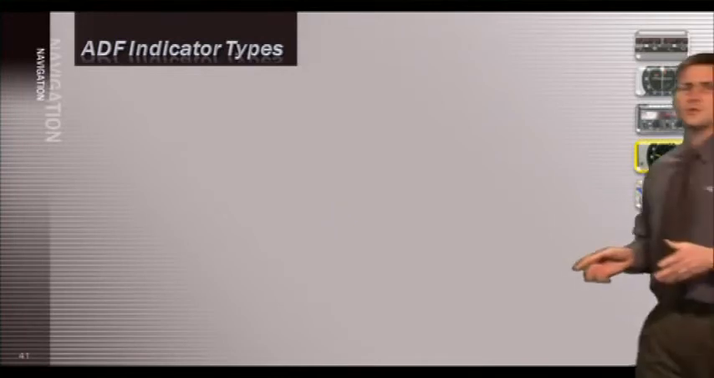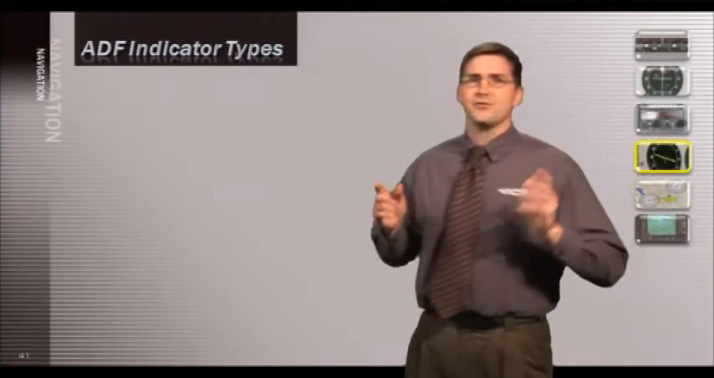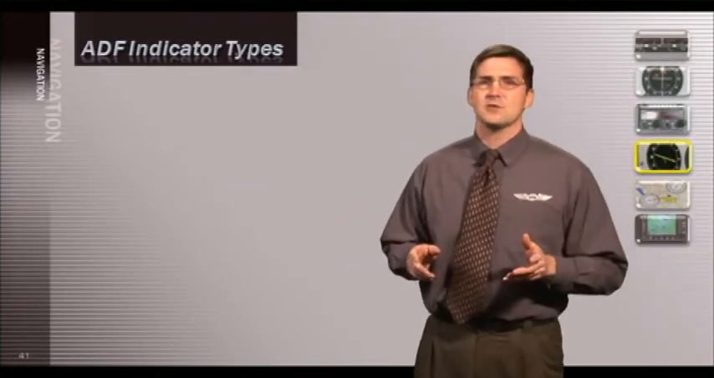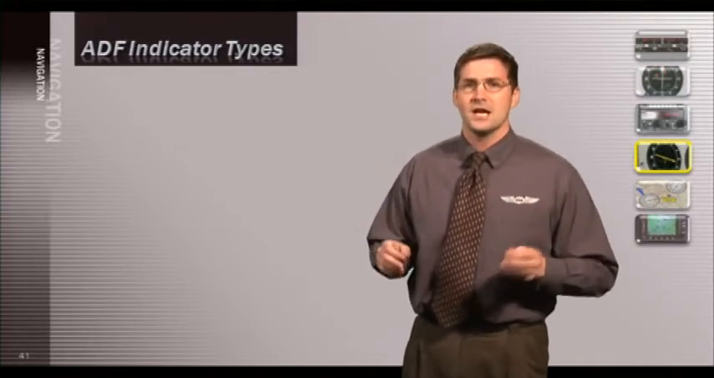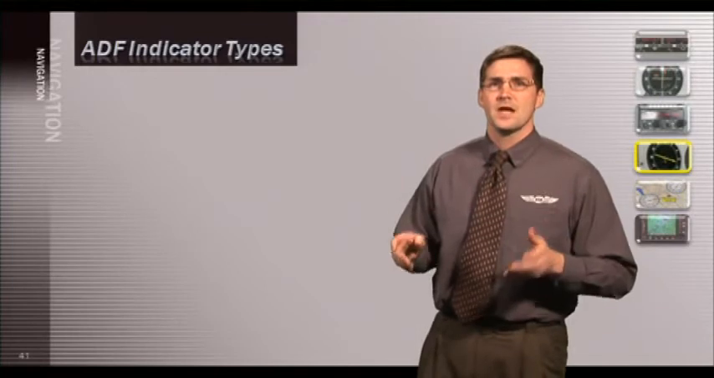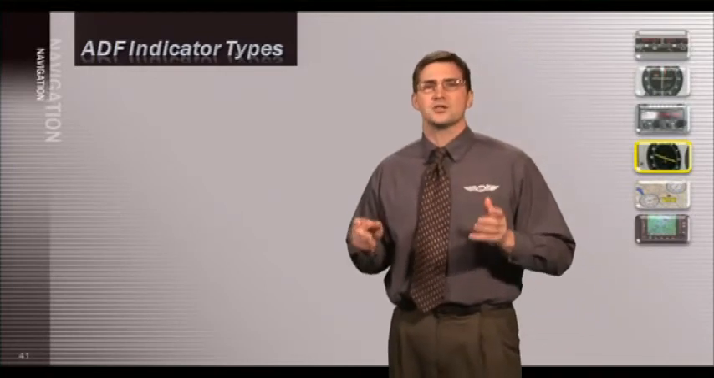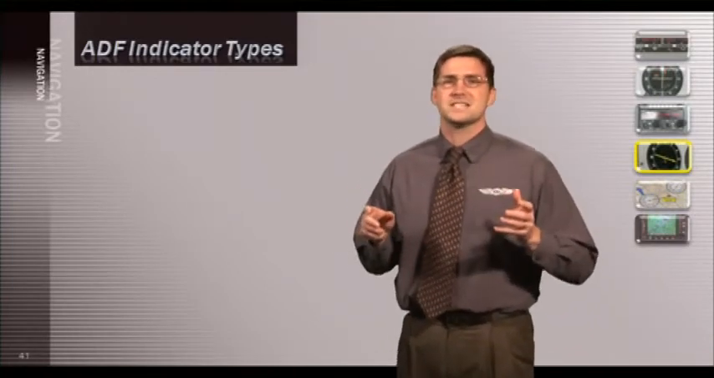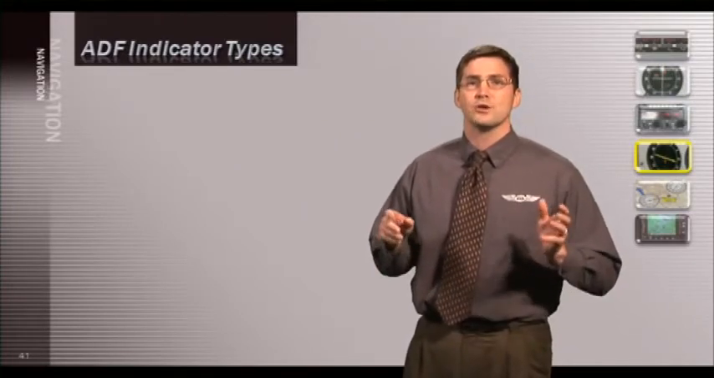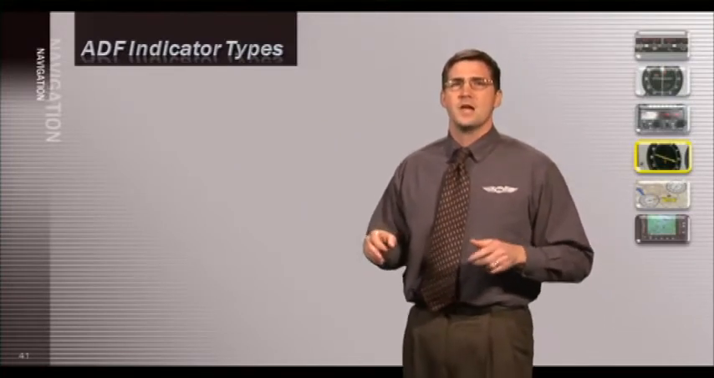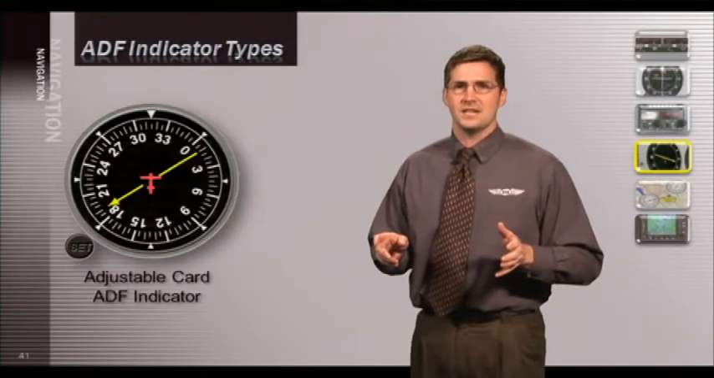The ADF may be used to home or track to a station. Homing is flying the aircraft on any heading required to keep the azimuth needle pointing directly in front of the aircraft until the station is reached. Tracking involves following a straight geographic path by establishing a heading that will maintain the desired track over the ground regardless of wind effect. There are three types of ADF indicators.